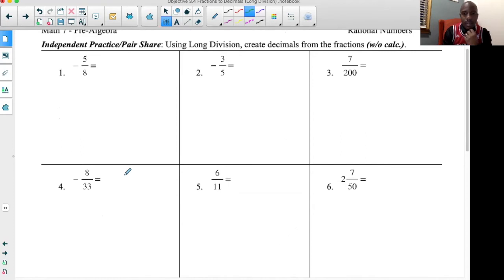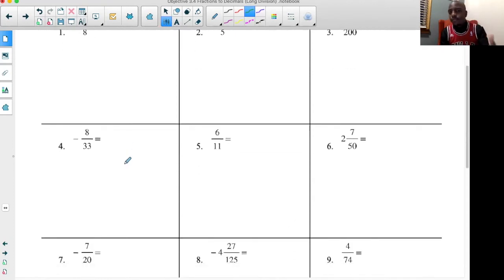Let's look at number 5. Why not? I'll do number 5 with you. I'm going to set it up. It's going to look something like this. Okay. How many times does 11 go into 6? That answer we know is 0. I'm going to add my decimal. Add another 0 there. How many times will 11 go into 60? Now that answer is actually 5. 5 times 11 gives us 55.